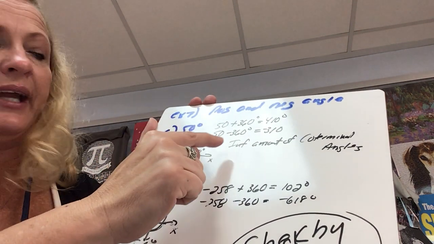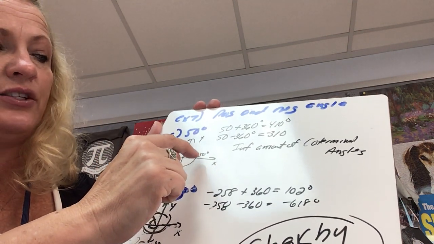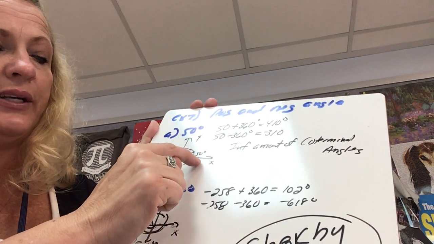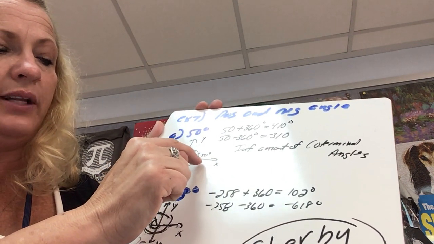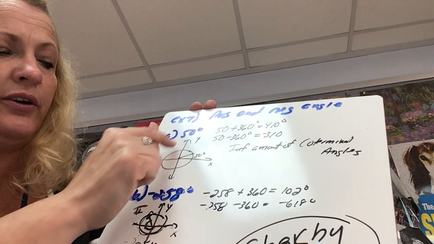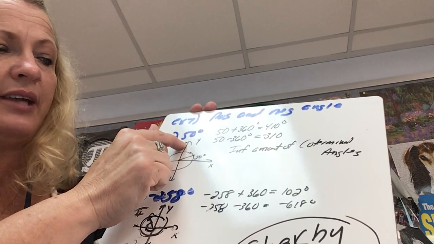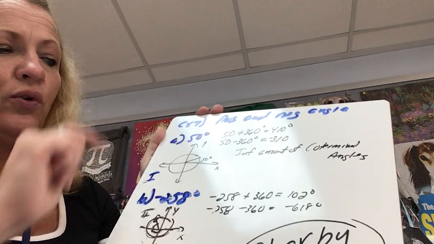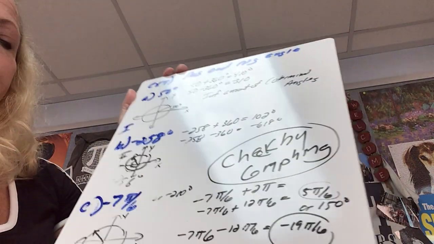All right, 50 minus 360. So 50 minus 360 is negative 310. So negative 310, wouldn't that mean I'd go around this way? So if I go from here to here, that's a negative 270. 270 plus 40 more puts me at 50.